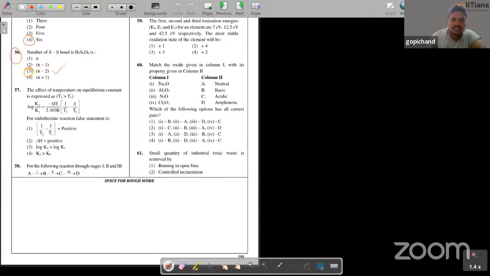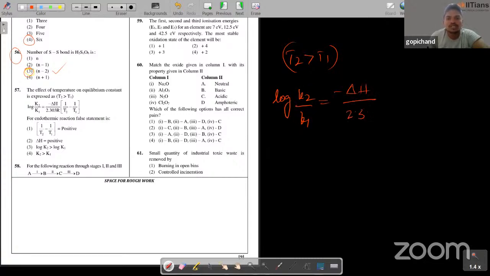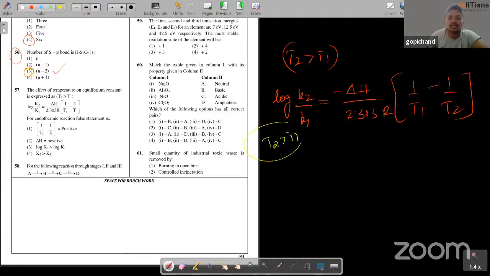What is the question? The effect of temperature on equilibrium constant is expressed, where T2 is greater than T1. Now log of K2 by K1 is equal to minus delta H by 2.303 R into 1 by T1 minus 1 by T2. Clear? So now in this case, T2 is greater than T1. So that means this whole entity will always become positive, no matter what, the whole will become positive.